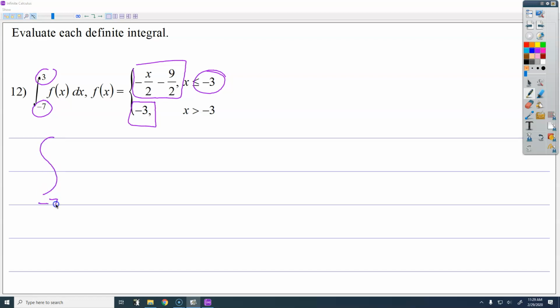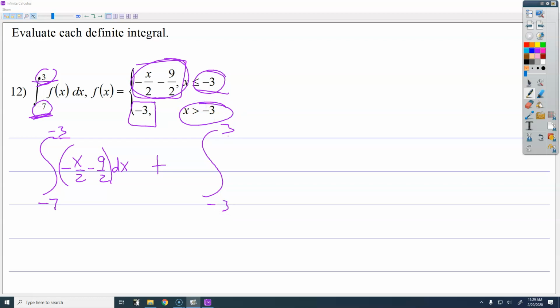So we're going to go from negative 7, the first limit, to the first breaking point, which is negative 3. The next one will pick up where this one left off at negative 3 and end at the final point, which is 3. Now, if we're from negative 7 to negative 3, those are x values that are less than negative 3, so that's for this piece here. And then if we're doing from negative 3 to 3, those are numbers that are greater than negative 3, so that would be this piece here.